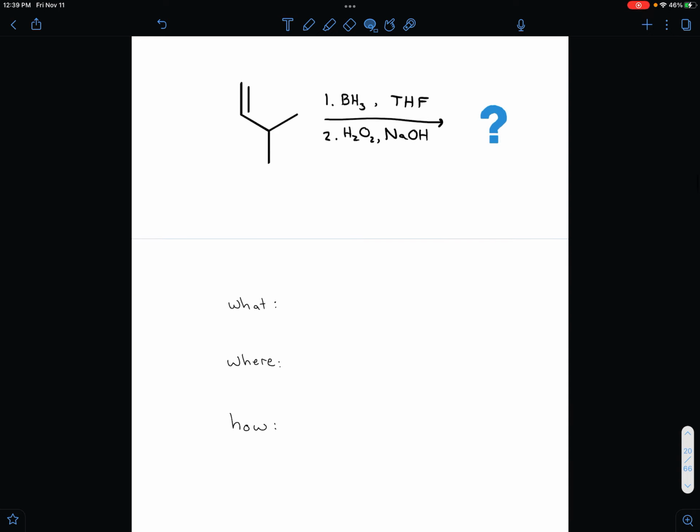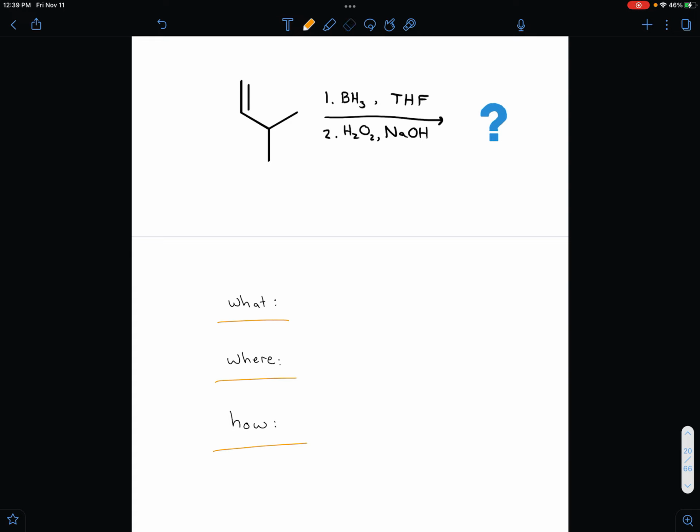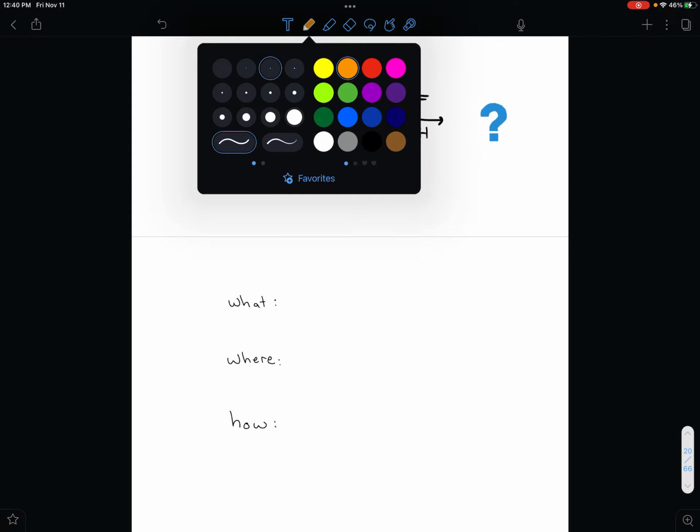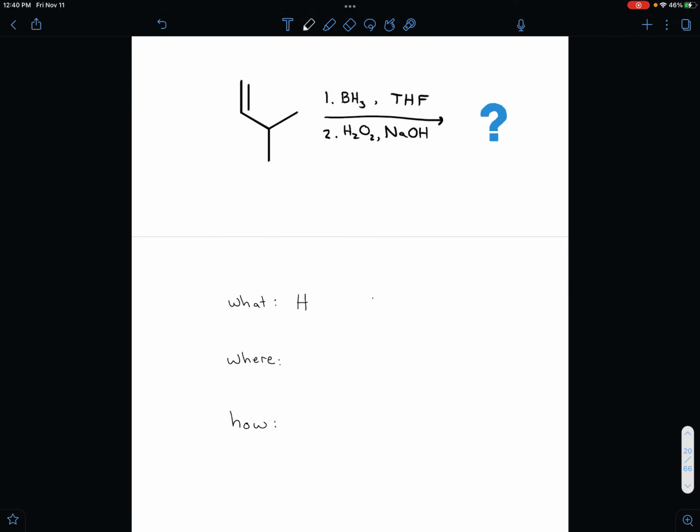And so in order to apply that reaction to this specific alkene to predict the product, you'll need to know three things that happen in hydroboration-oxidation. What do you add, where do you add it, and how do you add it? So what you add in hydroboration-oxidation is hydrogen and OH. So essentially water across the double bond. Where you add it is crucially anti-Markovnikov.